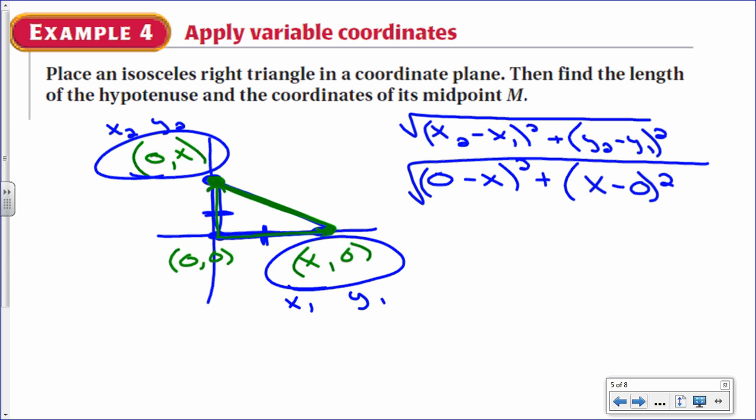If we take 0, subtract x squared, we'd have 2 negatives, which would turn to a positive. So we'd have x squared plus x subtract 0 is still x. X squared. 1x squared plus 1x squared would equal 2x squared.